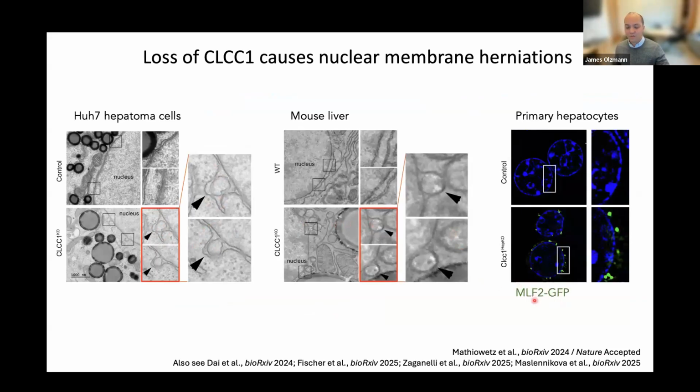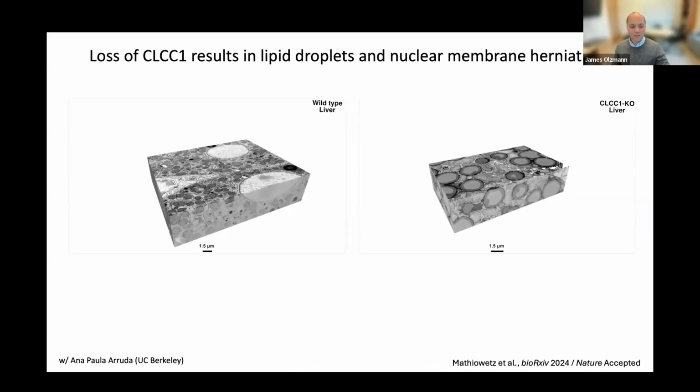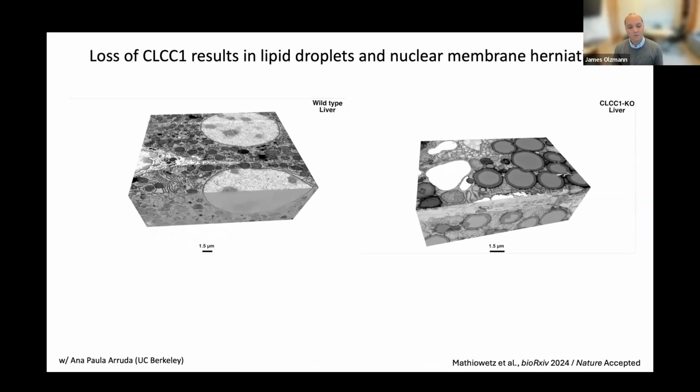This is a marker from Christian Schlieker at Yale. We see this very nicely on primary hepatocytes from these animals. I'd like to point out that since we posted this on bioRxiv, several groups have posted preprints in the last year confirming these findings where they knock out CLCC1 and accumulate these nuclear herniations.